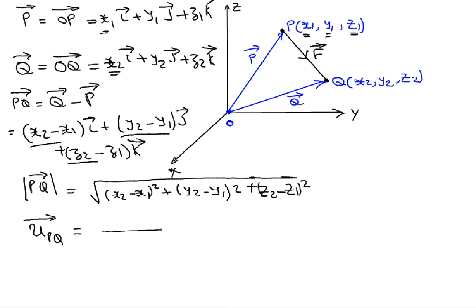This will be your PQ bar by the magnitude of PQ bar. So given the values of x1, y1, z1, x2, y2, z2, we can form PQ bar: x2 minus x1, y2 minus y1, z2 minus z1 in the i, j, k directions, and the length we can find by a very familiar formula from coordinate geometry, and then you can find the unit vector. Once you find the unit vector, the representation of the force F bar going along PQ is its magnitude multiplied by the unit vector going along that direction.